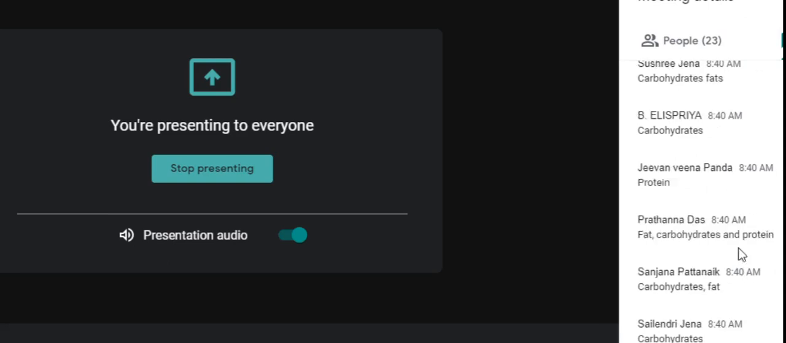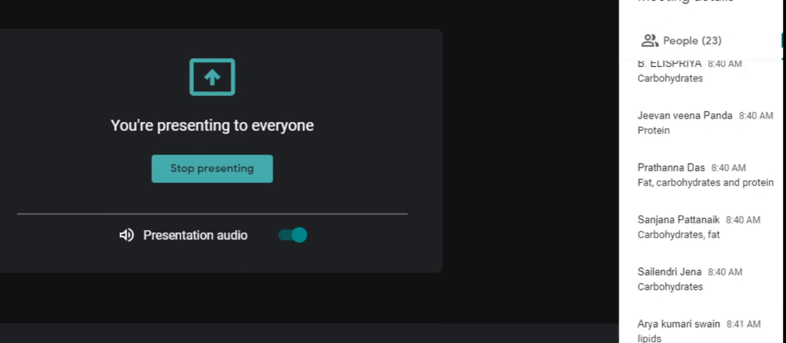Prarthana, not protein. Sandra Patnaik, very good. Sailendra, very good. So here you can see that carbohydrate and fat are the two energy rich resources. Okay, Arya, lipid also.